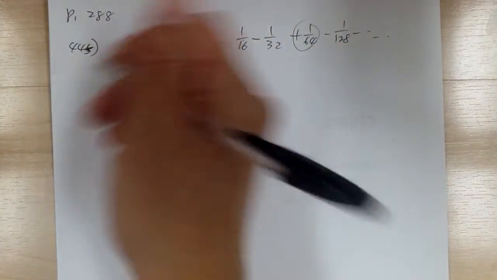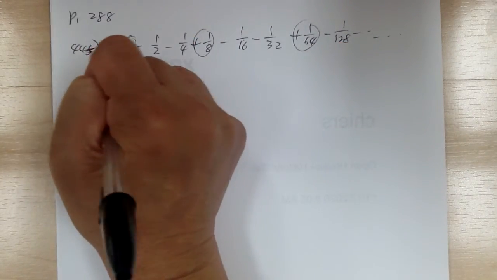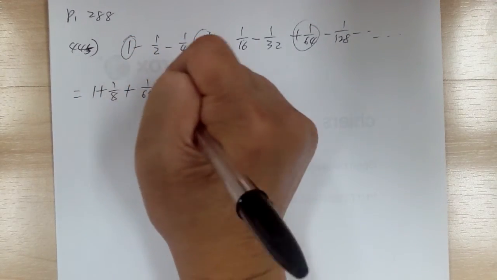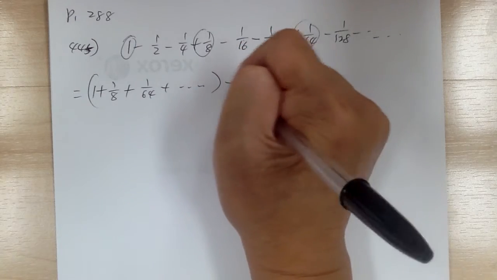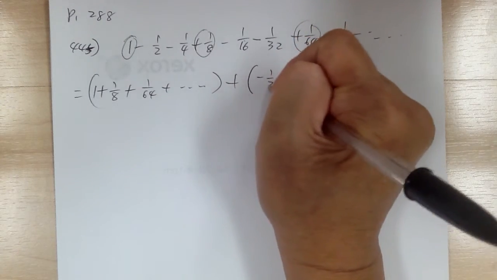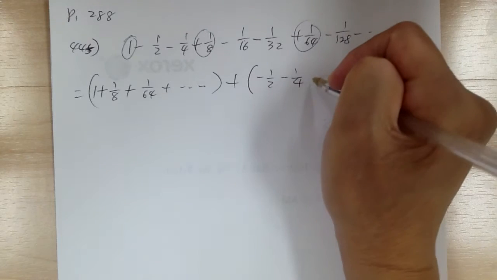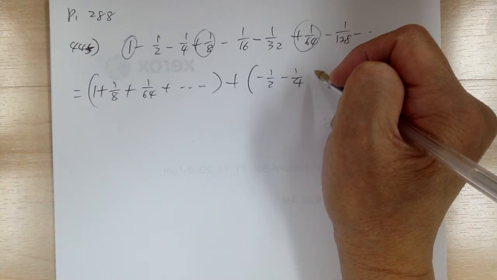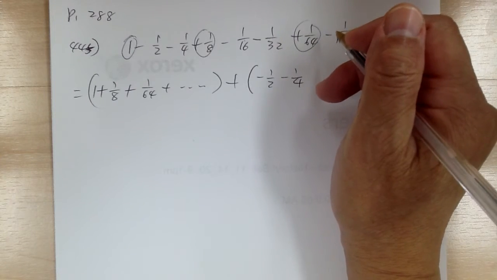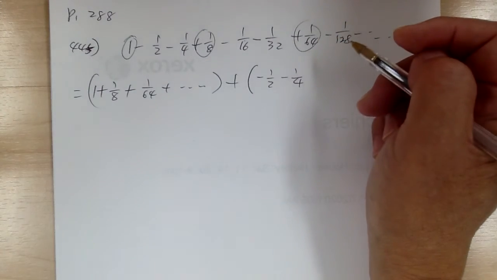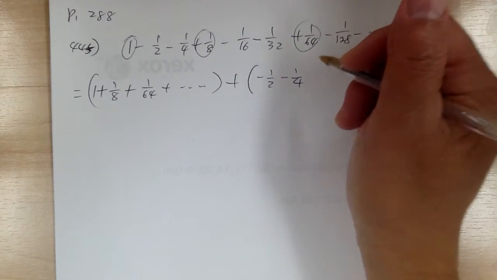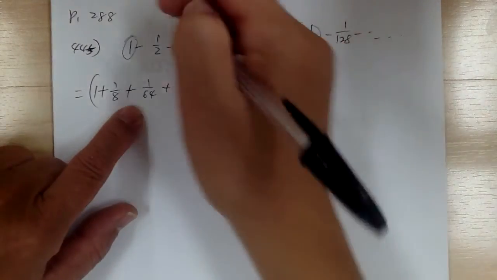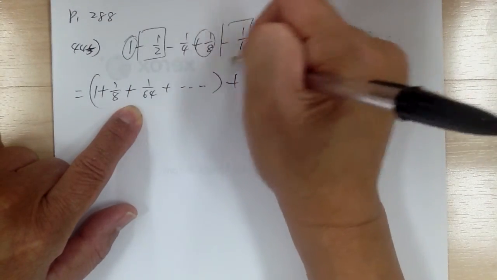Okay. So basically I'm going to separate. So this is going to be equal to 1 plus 1 over 8 plus 1 over 64 plus dot dot dot. Plus then the second series would be negative 1/2 minus 1 over 4, and then you have to separate into three different series. Okay, so I'm going to use this one, the second one.